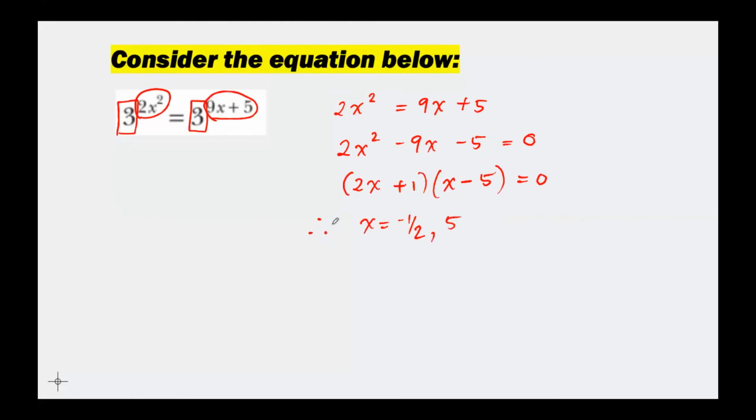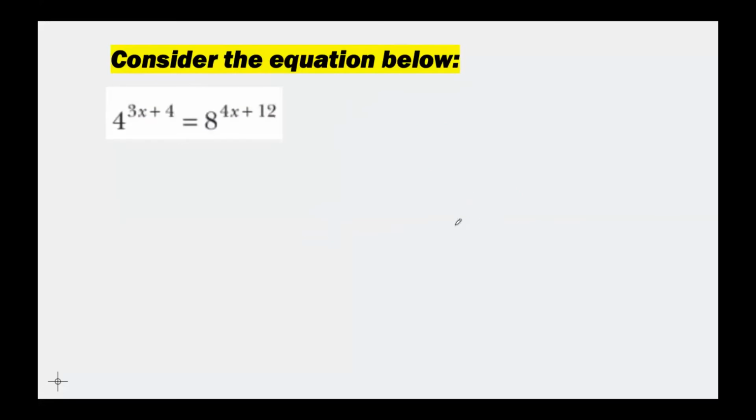Okay, right? And next one. So with this example, if you notice, the bases are different, right? And 4 is not a prime number, nor is 8 a prime number. So what we can do is express the bases as products of primes. We know for a fact that 4 is expressed as 2 to the power of 2, right? And this is 4 in total, and that 4 is raised to 3x plus 4.